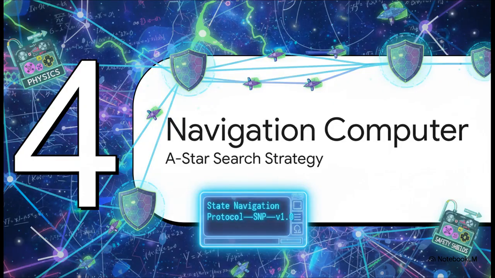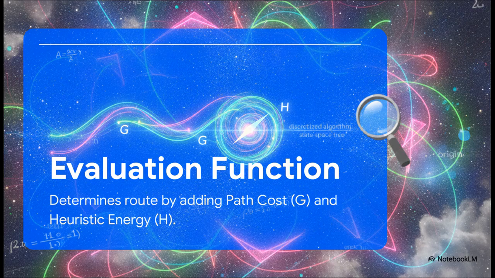Section 4. The navigation computer, A-star search strategy. So we have the physics and we have the safety shields, but how do we actually plot a survivable course? Enter the State Navigation Protocol, which uses an A-star search algorithm over a discretized state space tree. Let's peek inside its brain for a second.